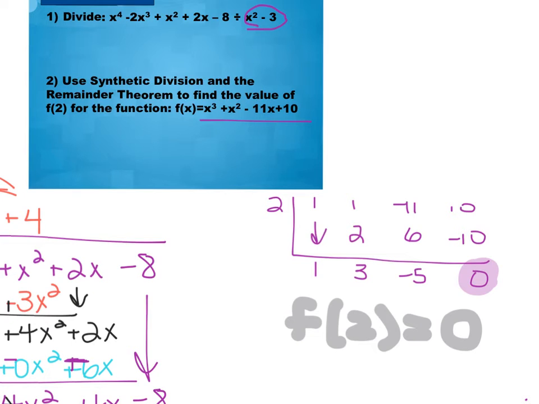Because this one says find the value of f of 2. So when you're using the remainder theorem, you're finding the value by just plugging in the 2, right? That would be enough if it said f of 2, but because it says use synthetic division and the remainder theorem, you know to do it this way.